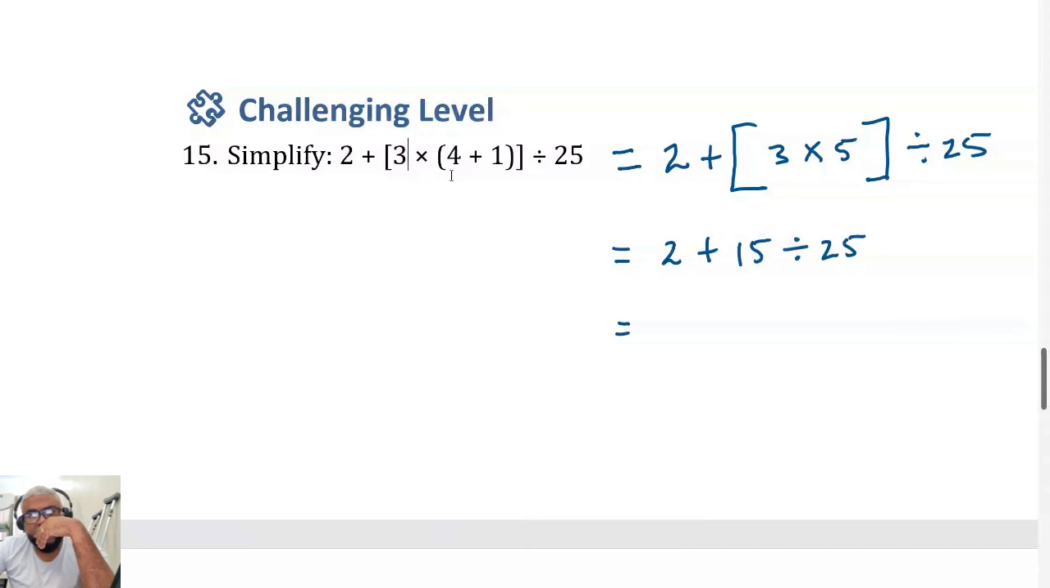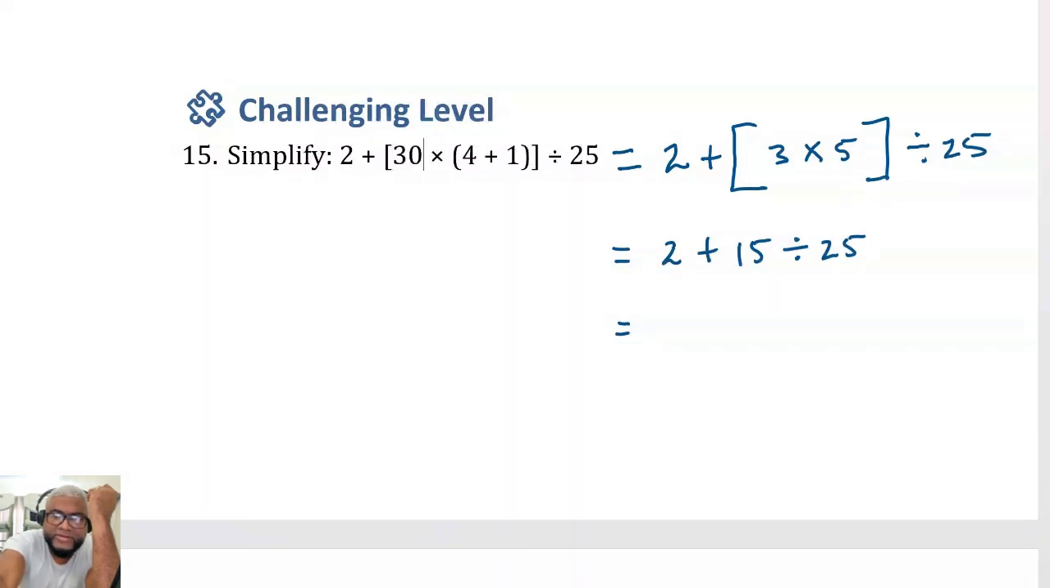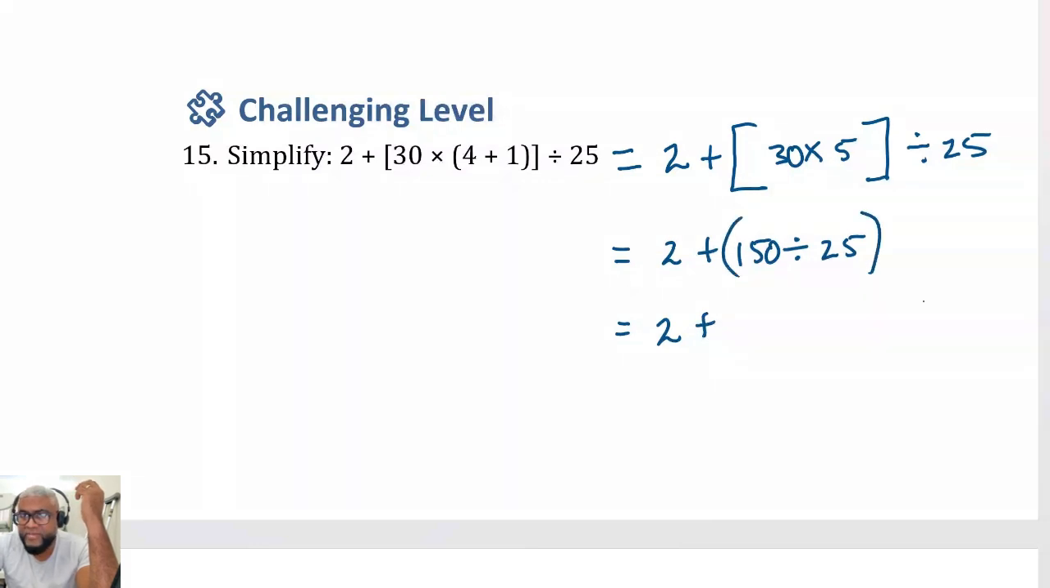Let me put this as 30. Let's change up one thing here. I don't want to deal with any fractions yet. So put this as 30. 30 multiplied by 5 will be 150, right? So it'll be 2 plus 150 divided by 25. 150 divided by 25 is actually 6, right? So then 2 plus 6 will be 8.